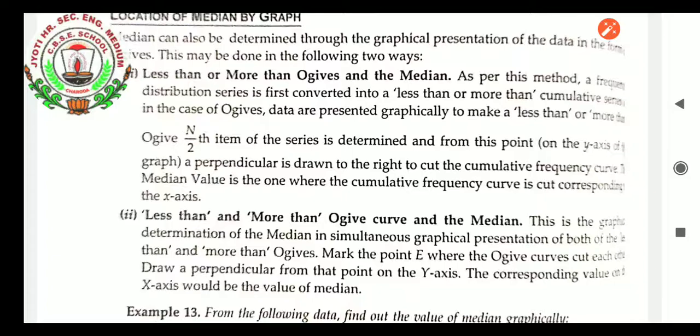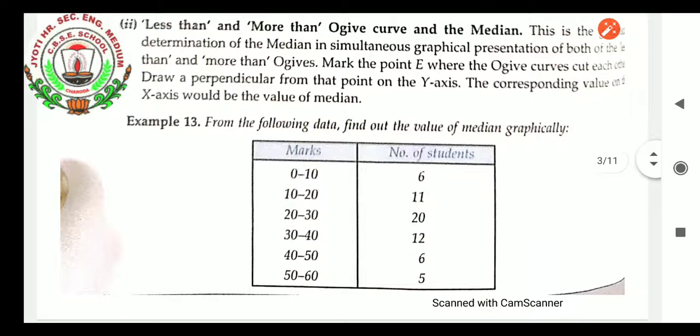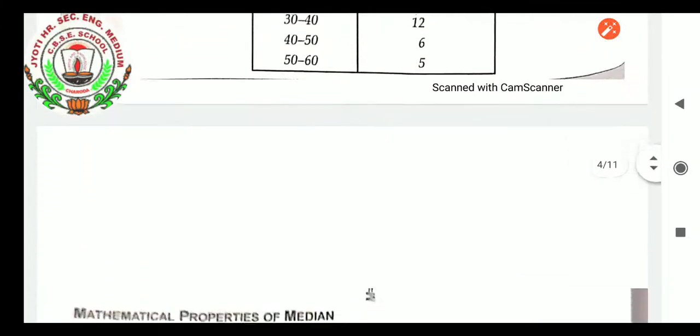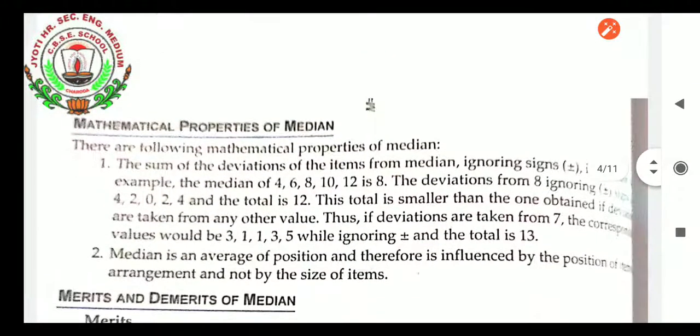Let it be median. One question is there for the graphical method, but you calculate it practically by the formula of median, that is M equals n by 2, and then the second formula, that is M equals L1 plus (m minus c) divided by f into i. That only you proceed. Mathematical properties of median.